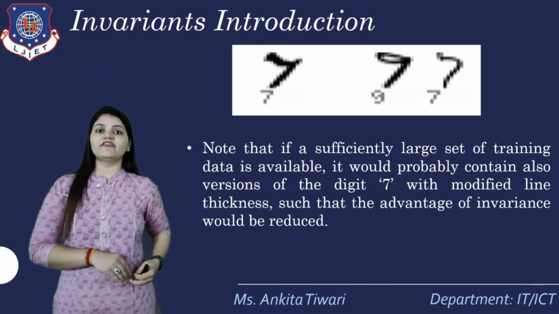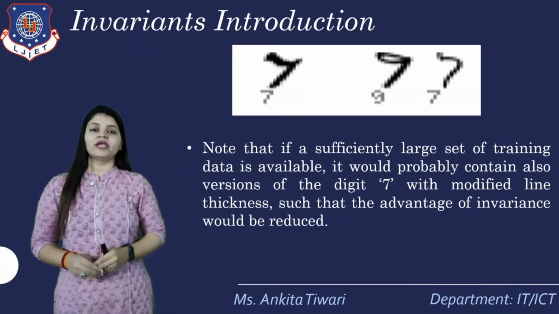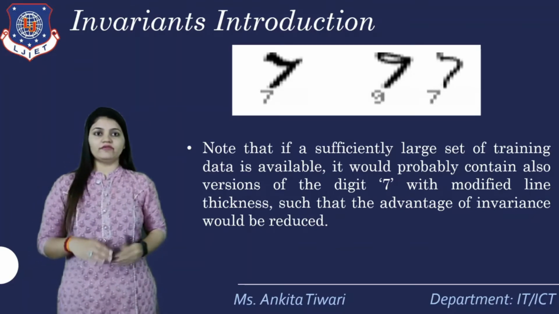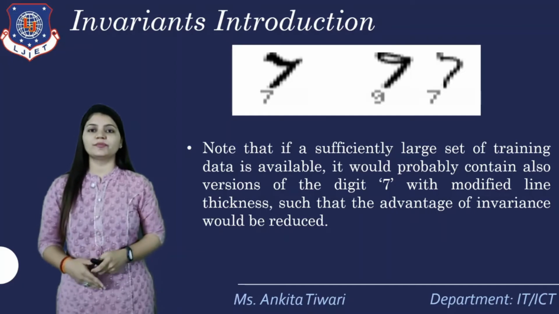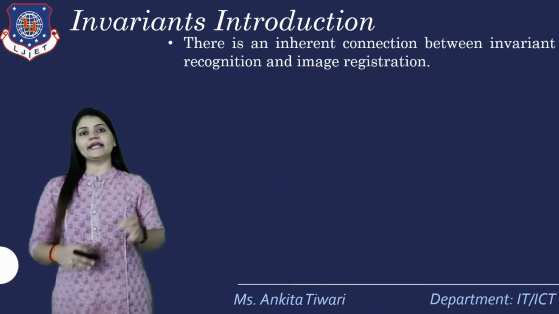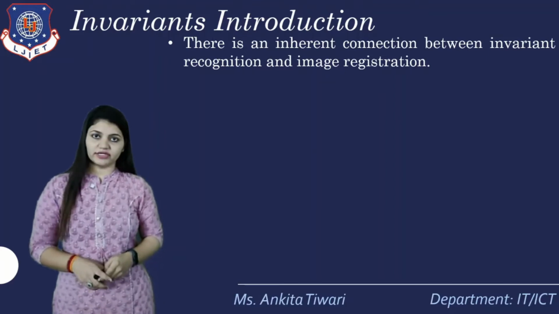Note that if a sufficiently large set of training data is available, it would probably also contain versions of the digit 7 with a modified line thickness, such that the advantage of the invariance would be reduced. With respect to that, there is an inherent connection between invariant recognition and image registration.